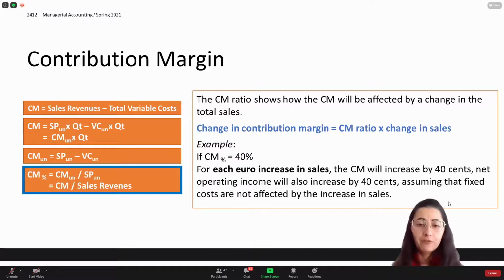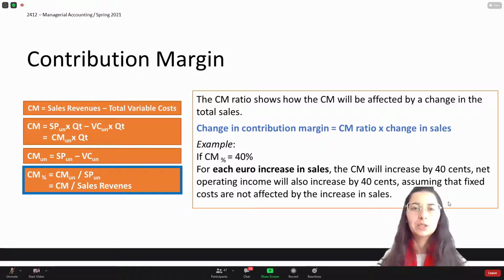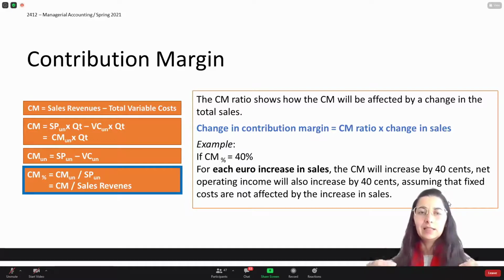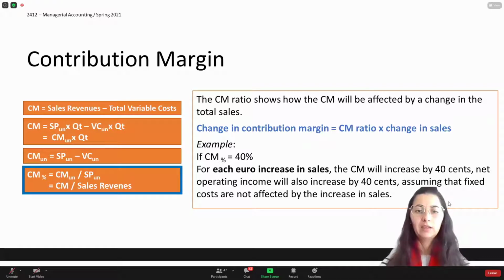Because fixed costs are fixed, that means that the profit will increase by 40 cents. So if you think about it, this is a very powerful tool for organizations: when they know the contribution margin ratio, they can very quickly see the impact on profit. They can calculate how much an increase in sales will impact profit, and they can do this very quickly with the contribution margin ratio.